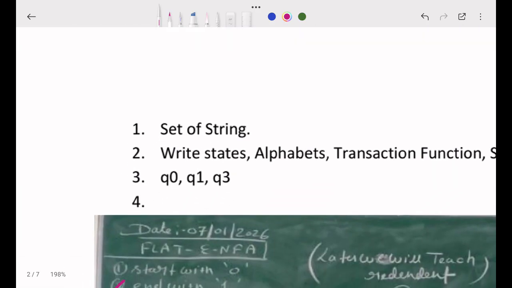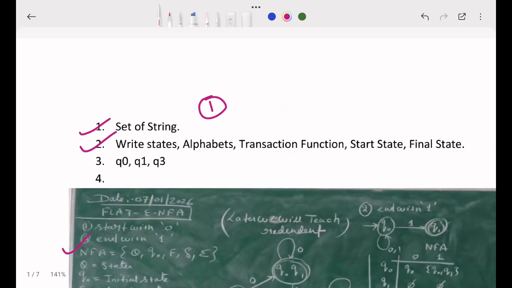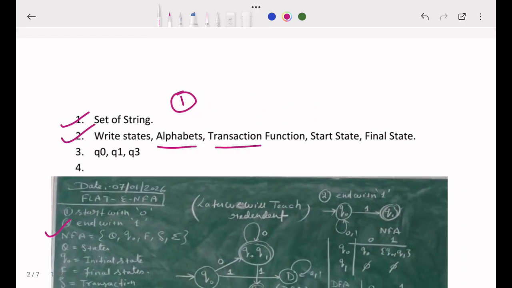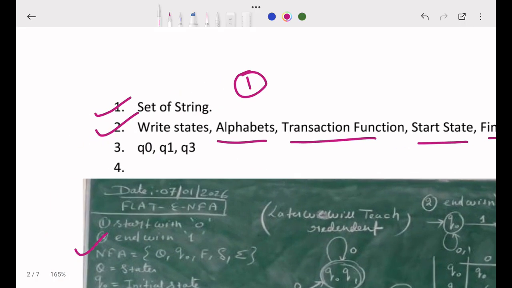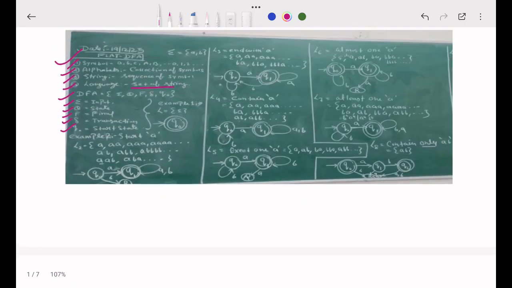Now if you will see the first answer, you have to write set of strings, so you will get 1 mark. Very simple, that is enough to explain. Second, the components are alphabets, transition function, start state and final state. Question number third, I will explain question number third.